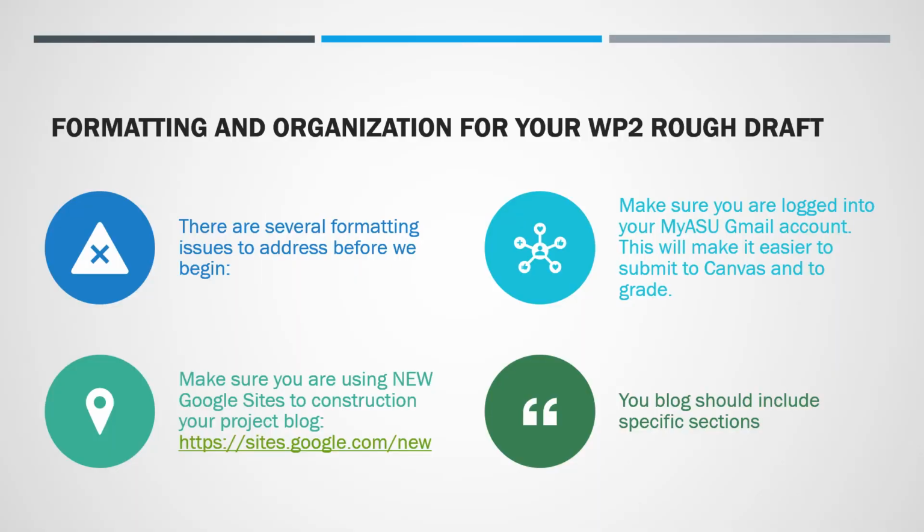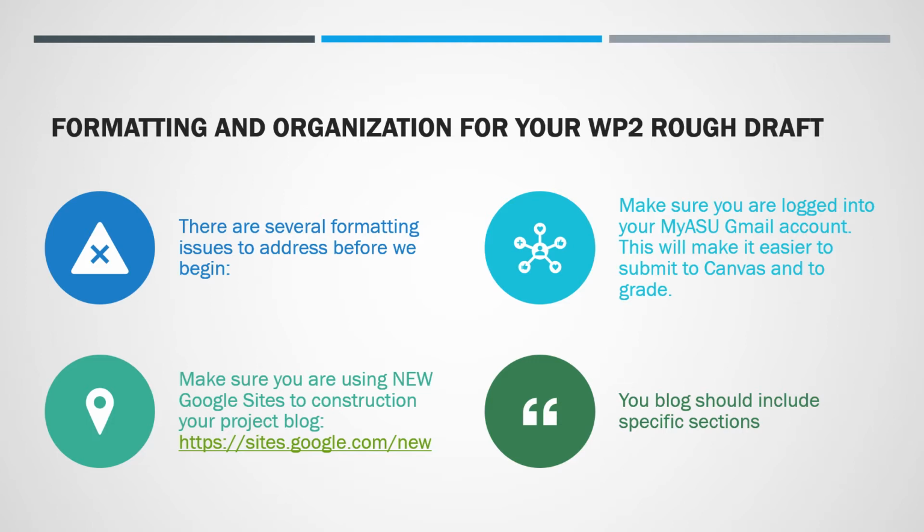First and foremost, there are several features that need to be present in your rough draft on your Google Sites blog. These begin with making sure that you're using new Google Sites. There are two different services that you can use through Google, which is the original classic Google Sites versus the new. We want to make sure that we're using the new Google Sites because it has a lot of really interesting design elements that you can use, and it's really easy to set up a blog that way.